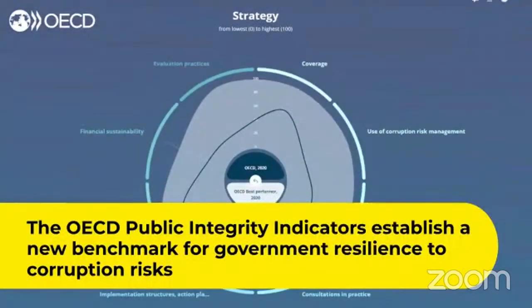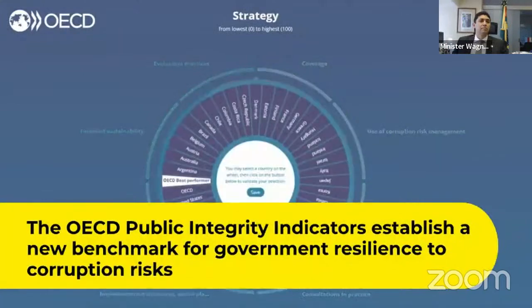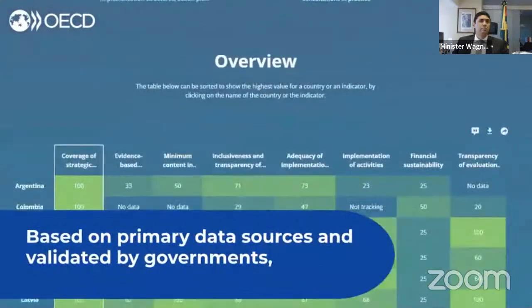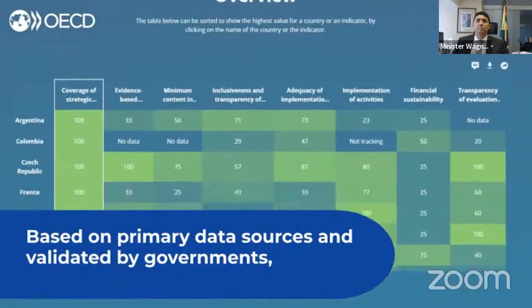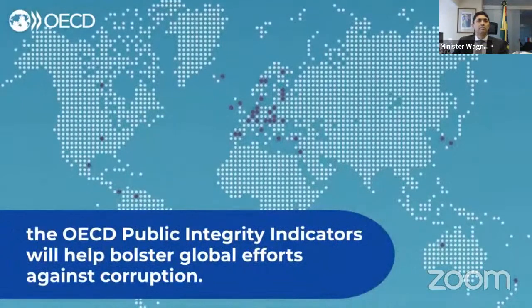The OECD Public Integrity Indicators establish a new benchmark for government resilience to corruption risks and provide guidance on how to strengthen public integrity. Based on primary data sources and validated by governments, the OECD Public Integrity Indicators will help bolster global efforts against corruption.